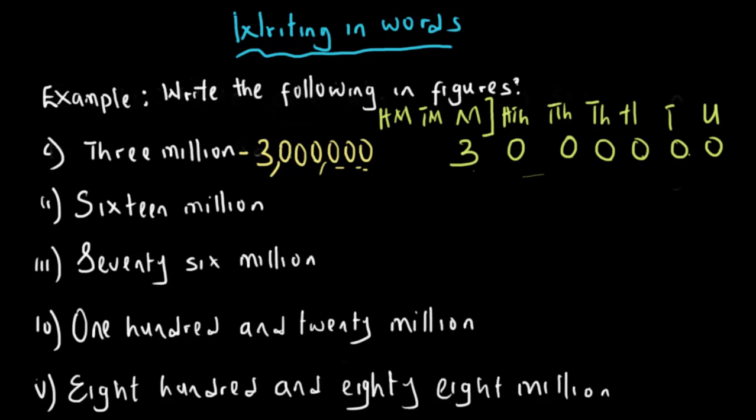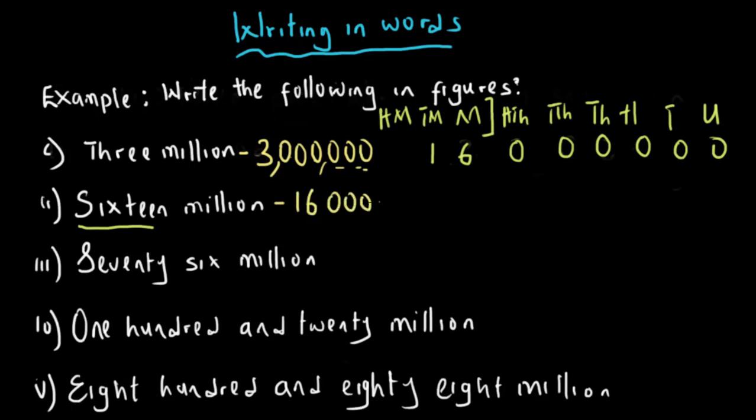Let's go to the second question. Now for question 2, we have 16 million. Now remember, we do the million part first, so we write 16, and the remaining will be zeros. Does that make sense? So 16 million would be 16 and 6 zeros, with commas. Does that make sense?